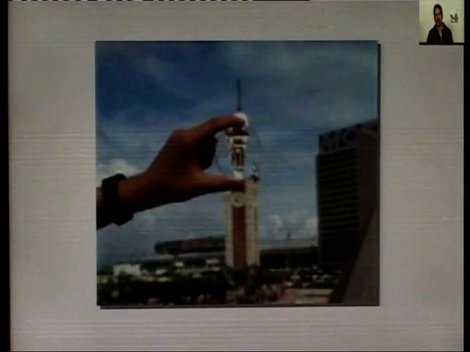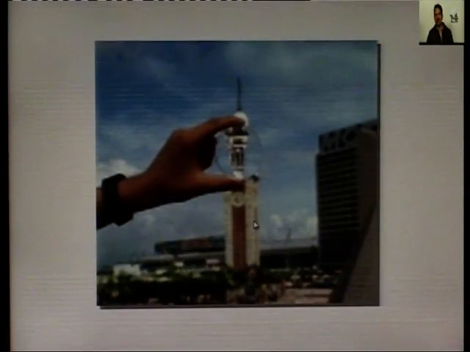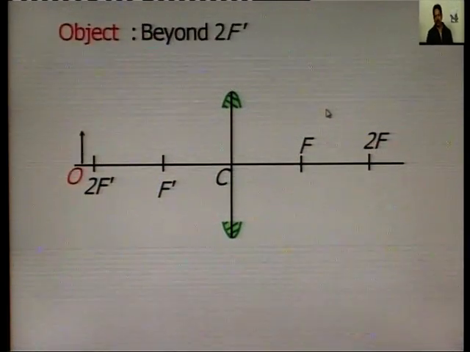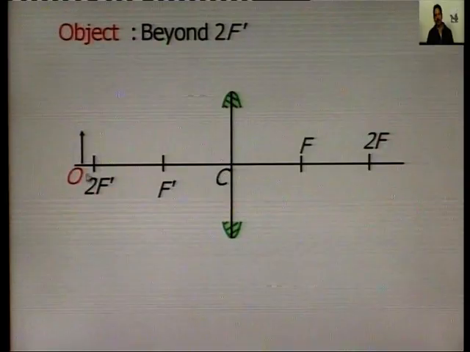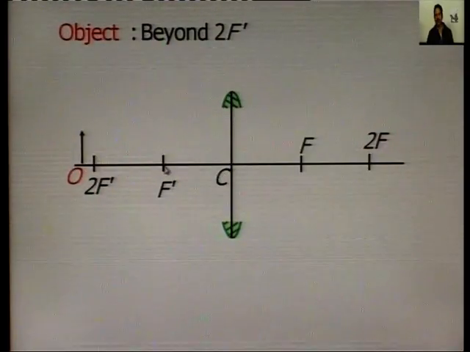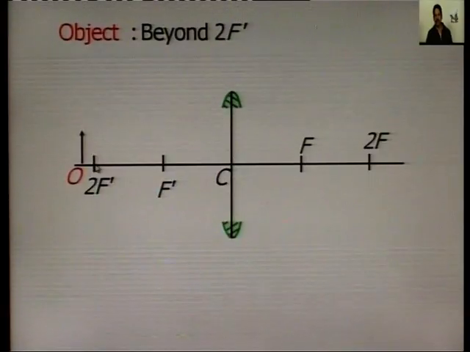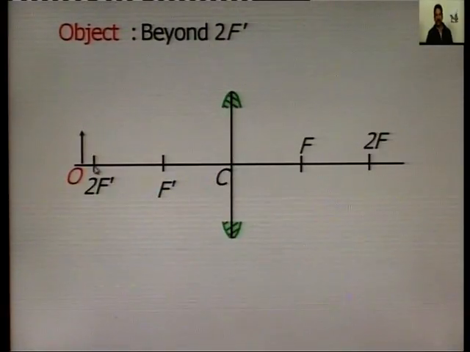So, this shows you an example of object being far away and how the inverted image of the object will be formed by the lens. Next situation is when the object is beyond 2f. This is the focal point. This is double the focal length of the lens, which is called 2f, and the object is placed beyond 2f.